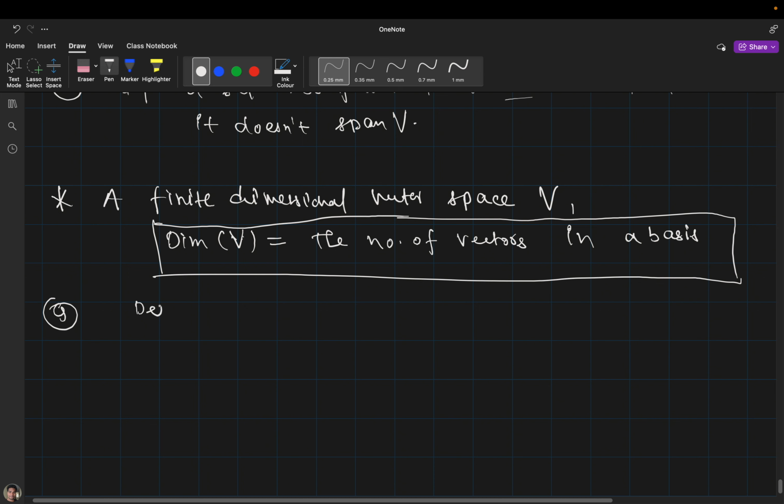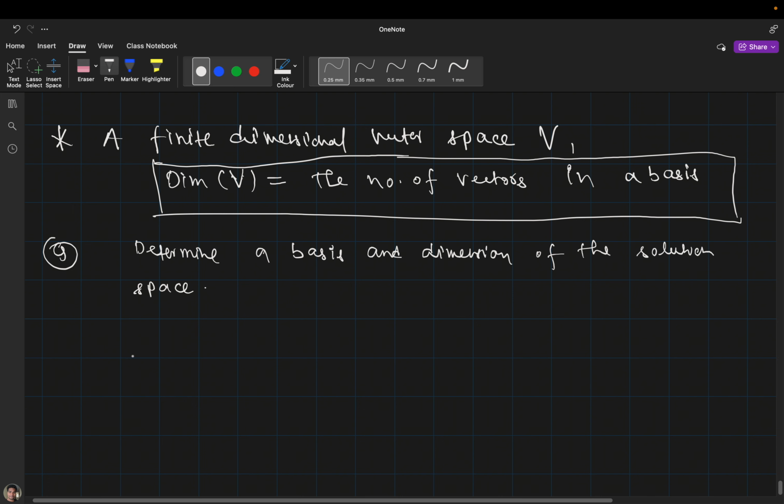So now let's take one question. Determine a basis and dimension of the solution space. You have to make efforts, because you guys don't make any efforts in solving the problems. You just listen to it, but you have to make the effort, otherwise you cannot understand.